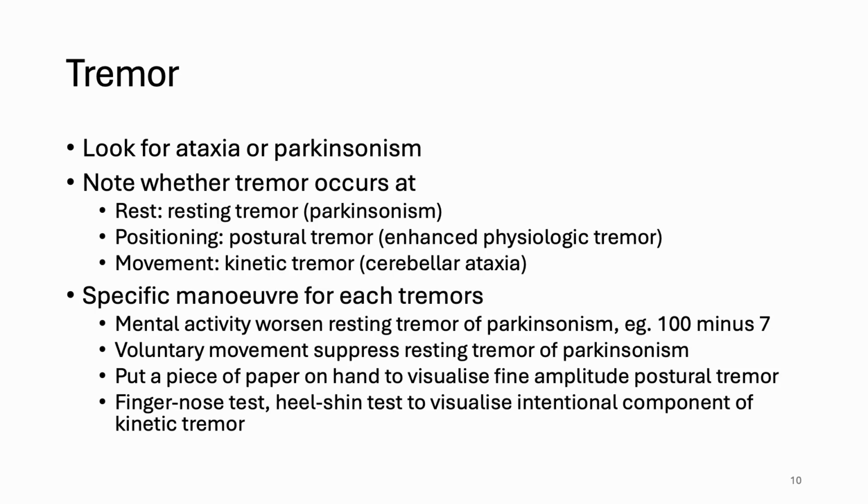So the second problem in the assessment of abnormal movement is tremor, which is a repetitive movement of varying speed. If a patient has tremor, you should look for ataxia and Parkinsonism. You should note whether the tremor occurs at rest, which is a resting tremor. The differential diagnosis would be patients with Parkinsonism, or the tremor occurs at certain postures. It will be a postural tremor.